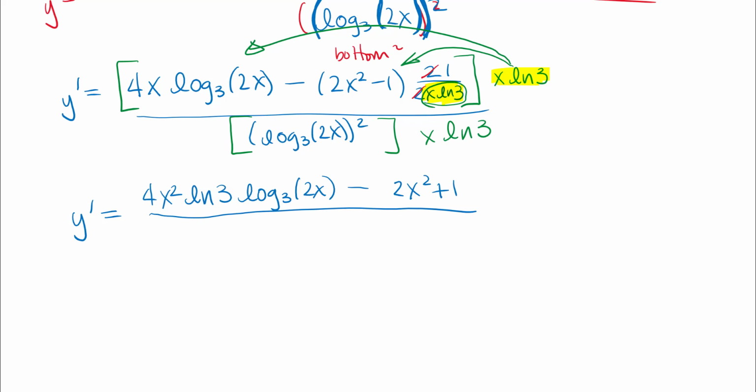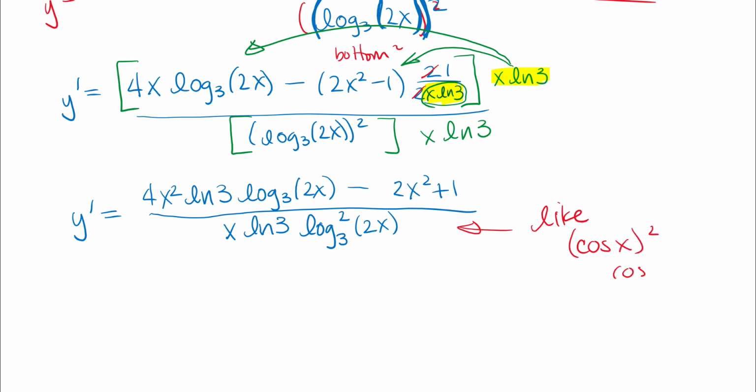On the denominator, I have the original log base 3 of 2x, the quantity squared that was already there, and then that's going to be times the x ln 3. I think I'll write the x ln 3 out front. And I can write log base 3 of 2x, the quantity squared, or this may be a notation you haven't seen much before, but I could write log base 3 of 2x squared, similar to how you might write something like cosine of x, the quantity squared, as cosine squared of x. So similar to how you might do that with trig functions, you can also do that with logarithms.